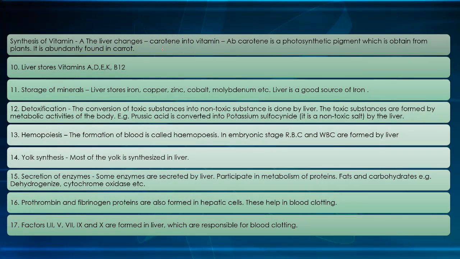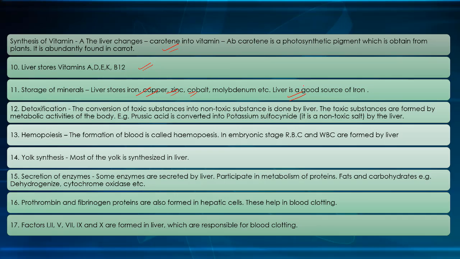The liver changes carotene into vitamin A. Beta carotene is a pigment obtained from plants and is abundantly found in carrot. The liver stores vitamins A, D, E, K, and B12. Storage of minerals: the liver stores iron, copper, zinc, cobalt, and molybdenum. The liver is a very good source of iron.